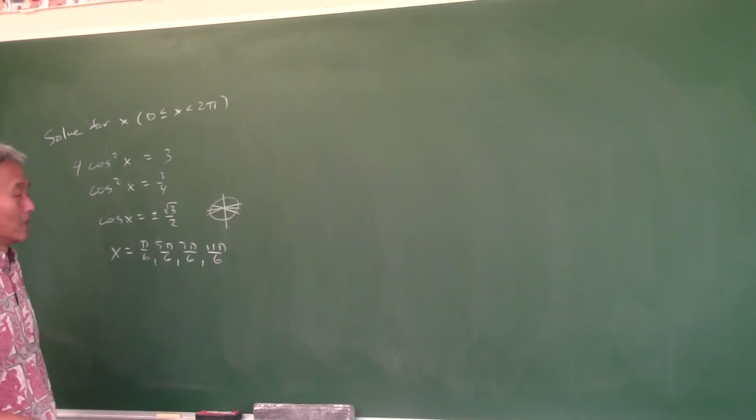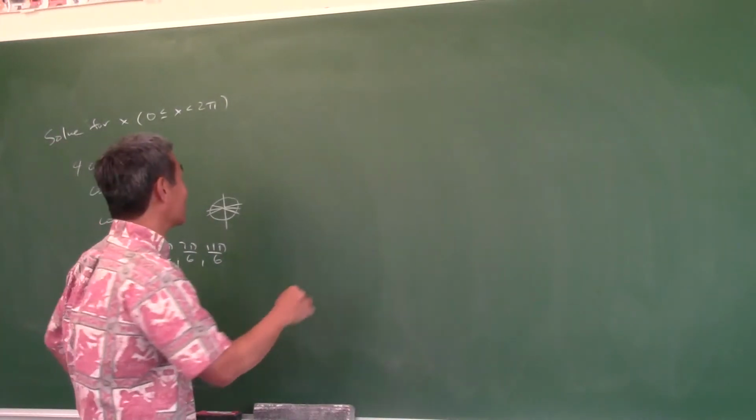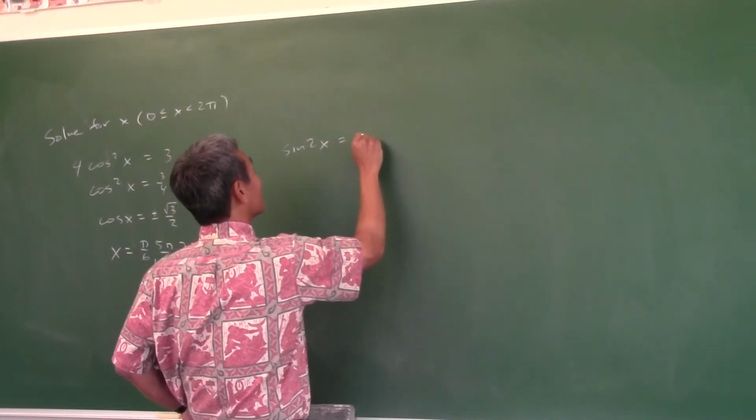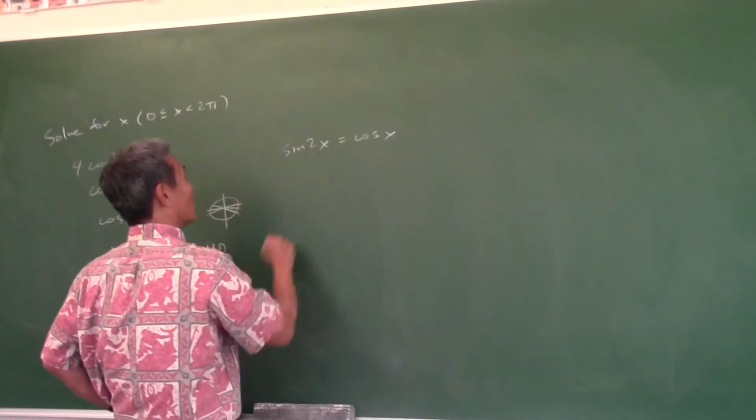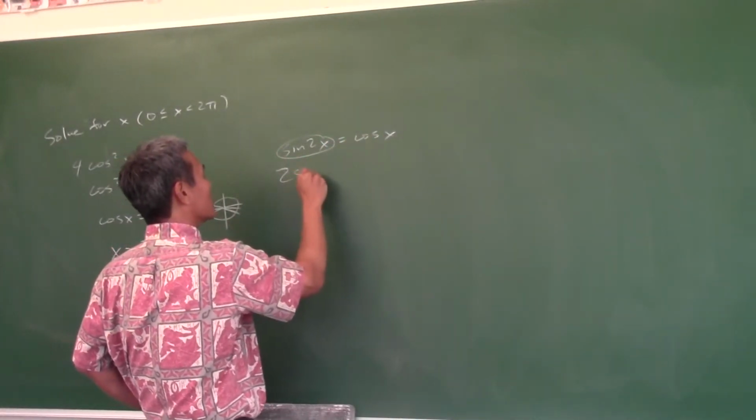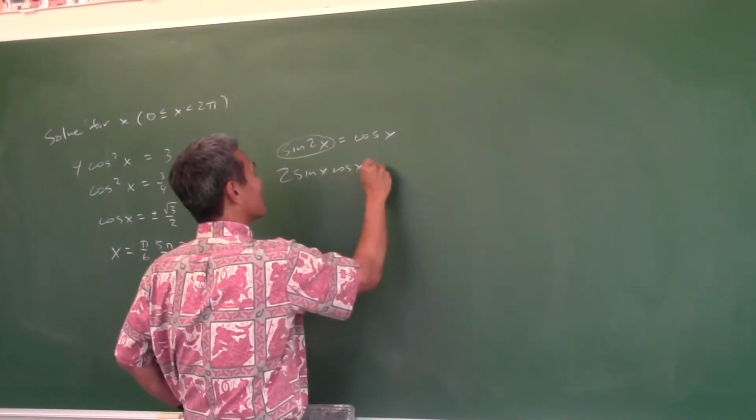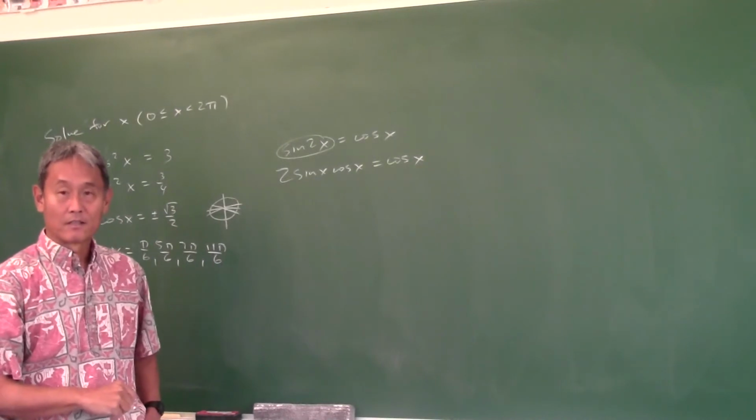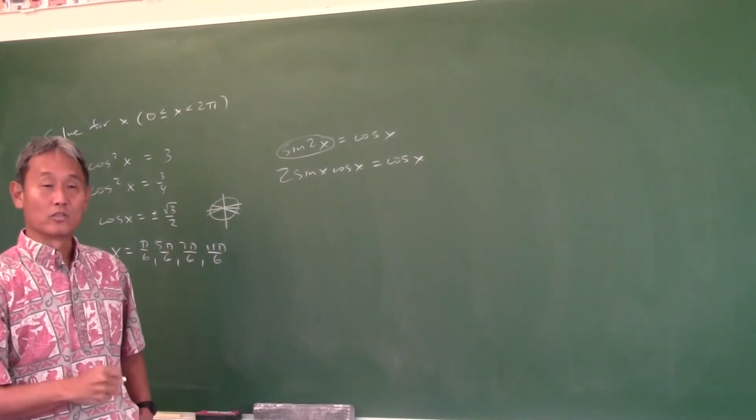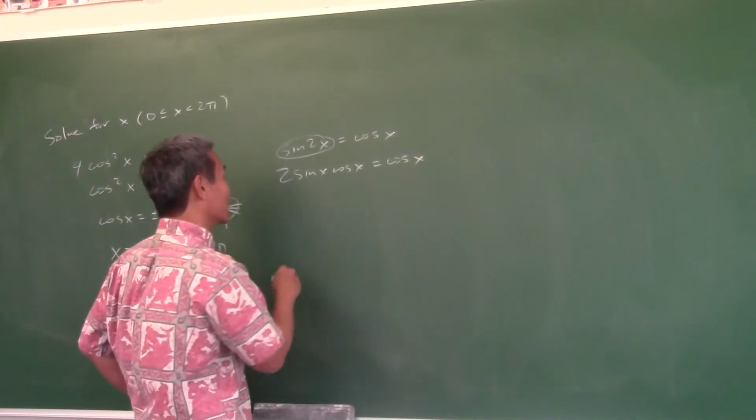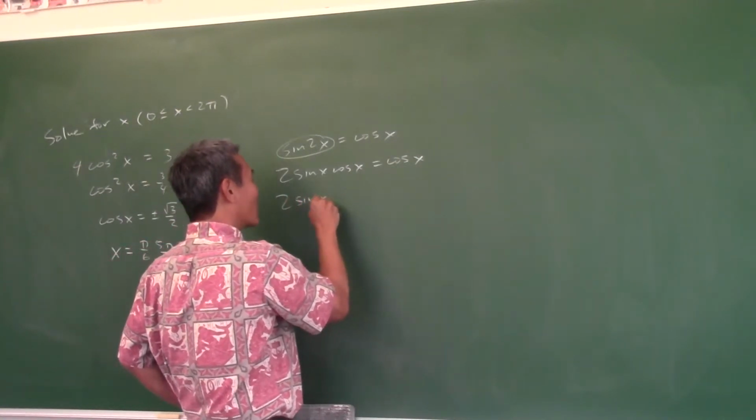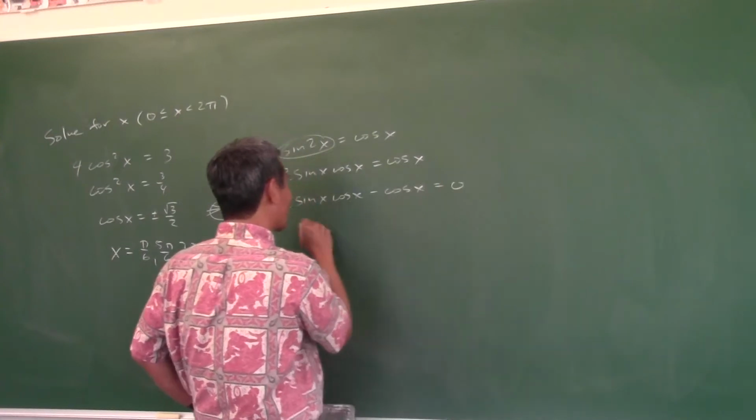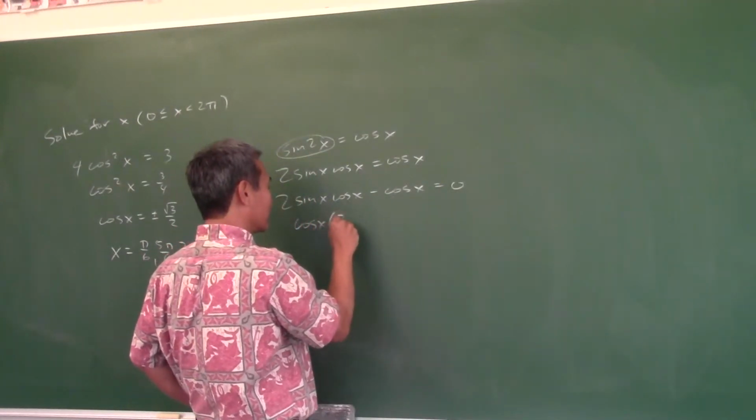Okay, too easy. Let's do one where you got to actually use identities. How about sine 2x equals cosine x? So applying the identity here, 2 sine x cosine x equals cosine x. Should I cancel cosine x from both sides? Don't you dare. You lose solutions. You just lost 2 solutions by doing that. So make one side 0. Factor out the cosine x.